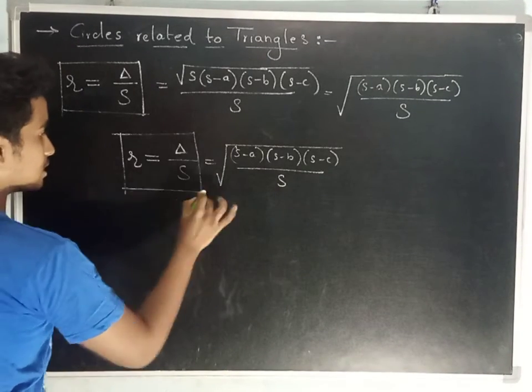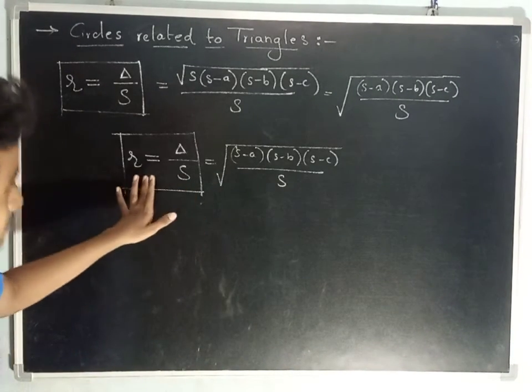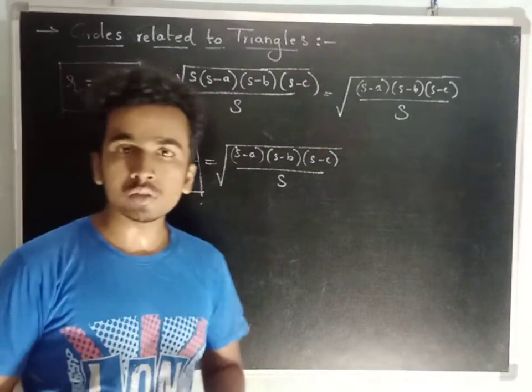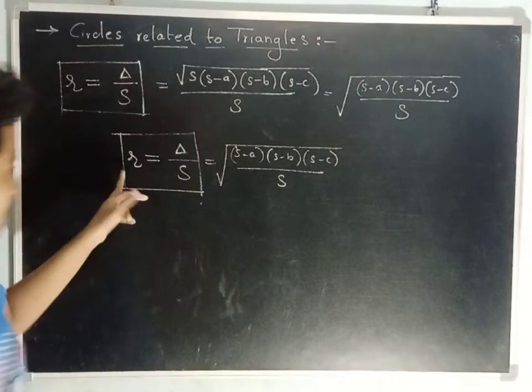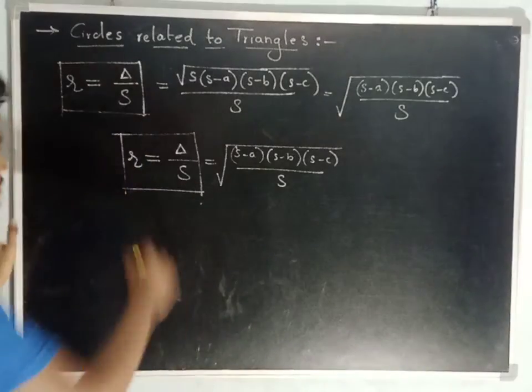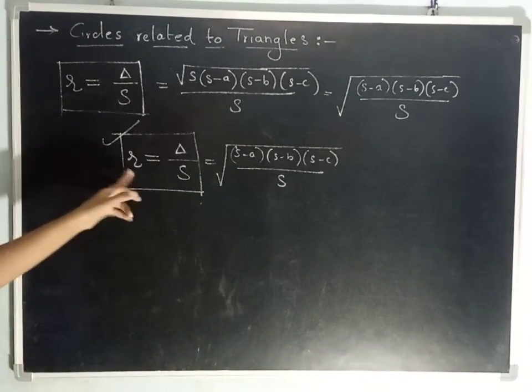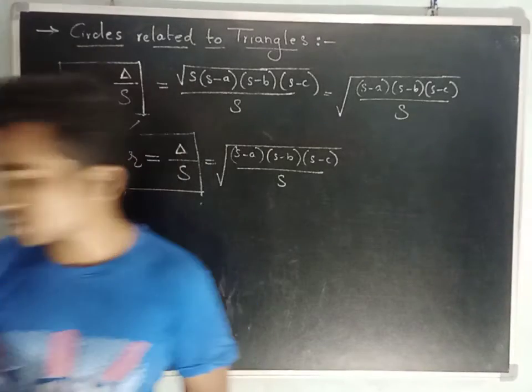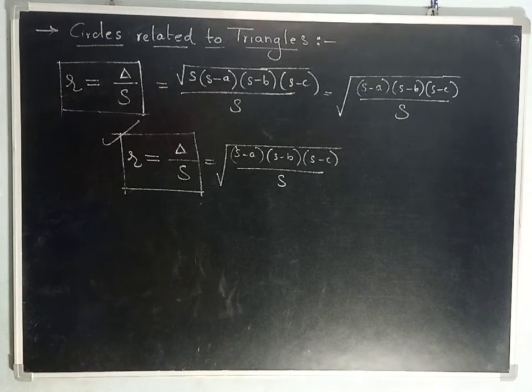Actually, this part is important, but I have written this also because by this I am going to derive the other forms of the radius of the incircle. This is the first form of the radius of the incircle, and I am going to derive the other forms. Let's move on further.